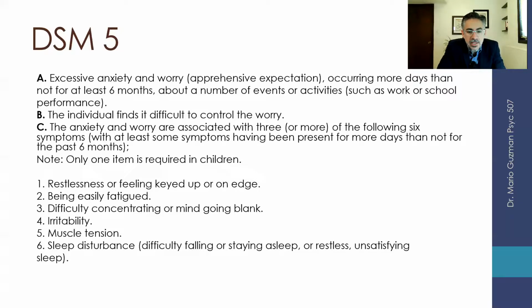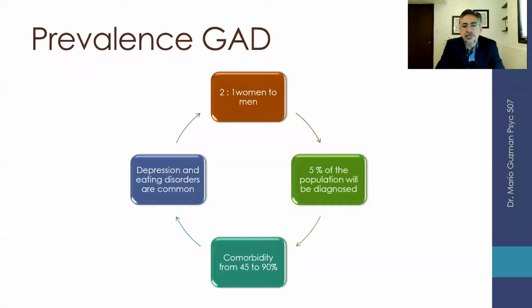Restlessness or feeling keyed up or on edge, being easily fatigued, difficulty concentrating or mind going blank, irritability, muscle tension, and sleep disturbance. So what's the prevalence? The ratio is 2 to 1, women to men. 5% of the population will be diagnosed in a lifetime prevalence.